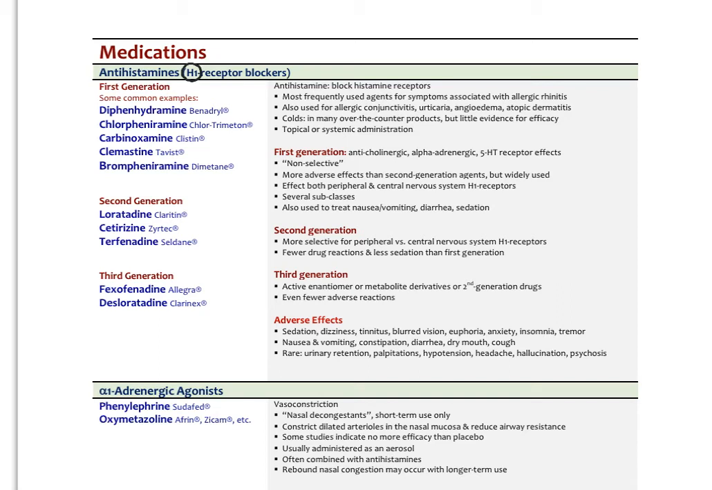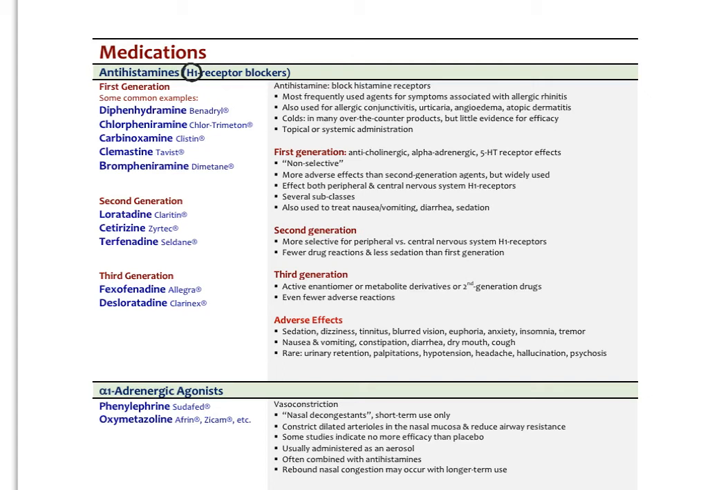Now, H1 receptors are also interestingly located in the brain, in the central nervous system, in the areas that maintain wakefulness and alertness. So if you block the H1 receptors, you get drowsiness. And that's unfortunately one of the major side effects of this class of medication.